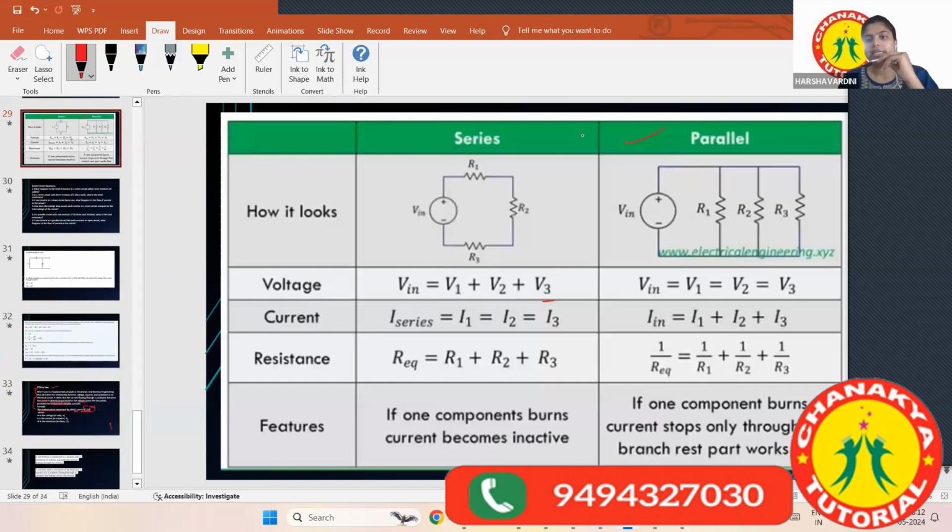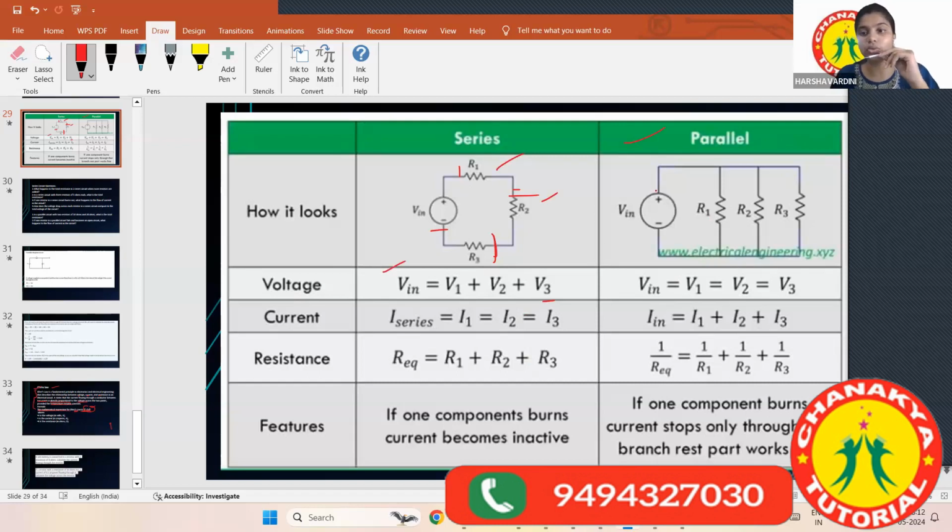So, series. In series, the voltage will be different from here to here, and from here to here, and from here to here. So there will be 3 different voltages in a series connection. If you want to find the total voltage, you have to add the voltage at every single point, near R1, near R2, near R3. You have to add them all. Then only you will get the total voltage.